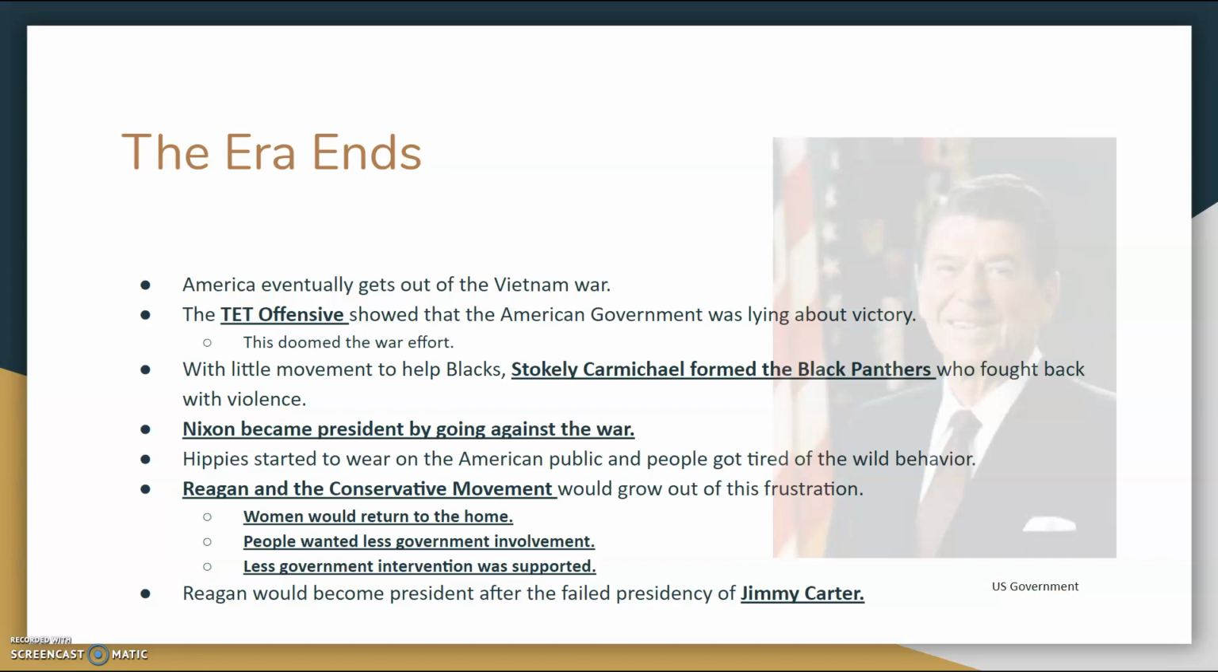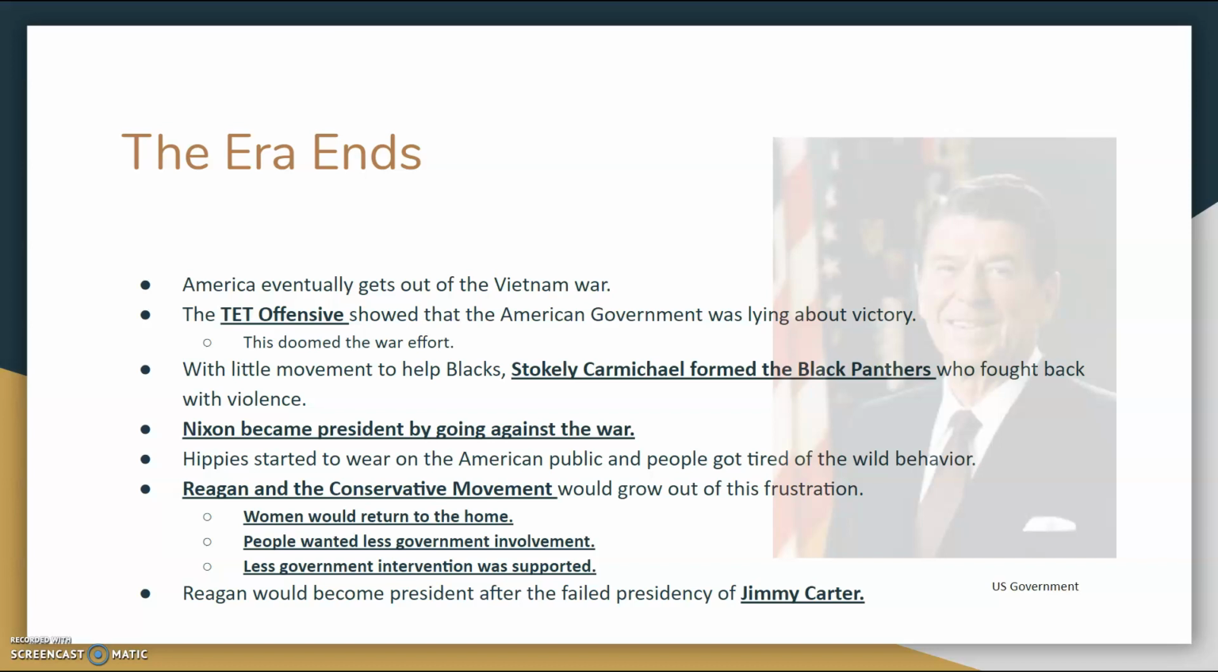Finally, the era comes to an end. America gets out of the Vietnam War because it becomes too costly, and too many lives were being lost. Ironically, America gets out of the Vietnam War for a lot of the reasons the British got out of the Revolutionary War in the 1700s: the public didn't like it because it was too expensive.